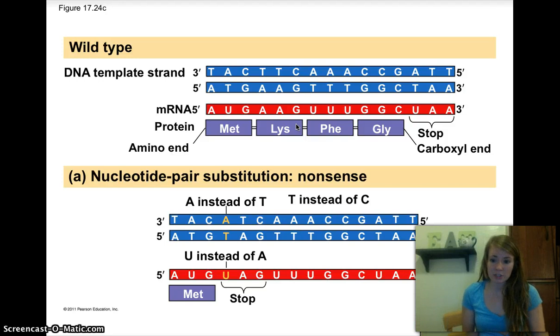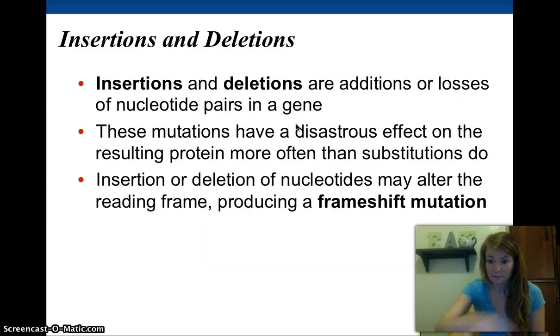So our nonsense mutations are very, very devastating. They almost always result in a non-functional protein, and that's bad. If your proteins don't work, your body cannot really do anything. So nonsense mutations due to a premature stop codon are very, very devastating. So those are our single base pair substitutions.